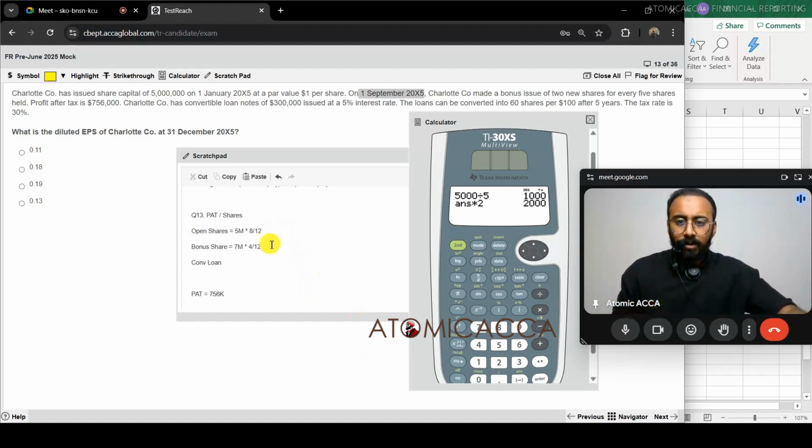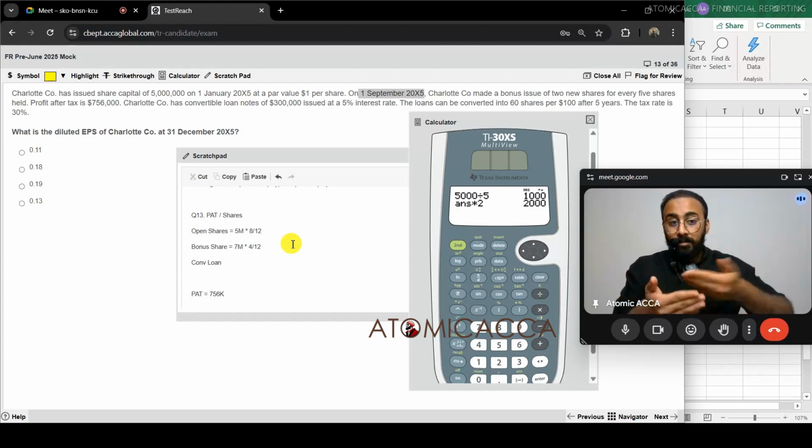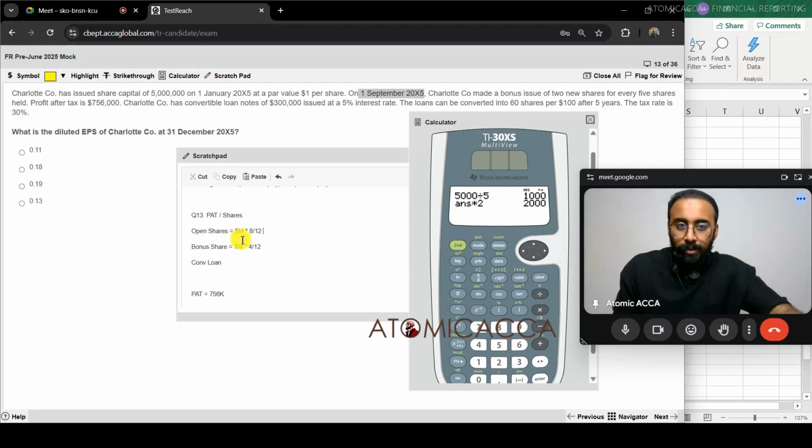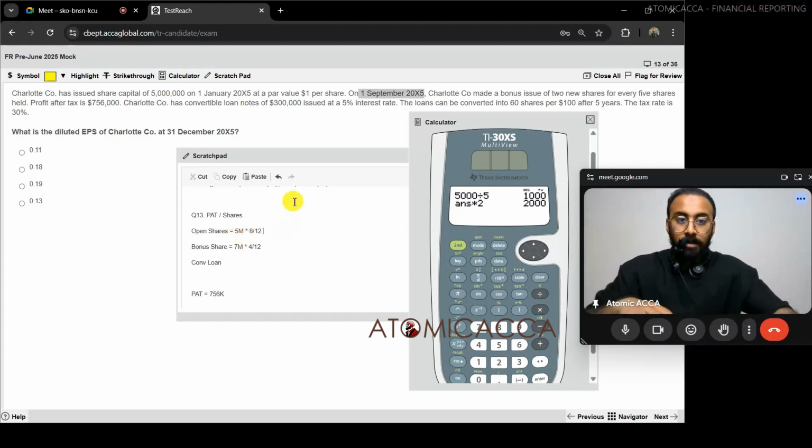Now there is something called a bonus fraction that we have to take up in the share calculation for the period before the bonus shares are issued. The people who were having 5 shares previously will now have 2 new extra shares. That means every person holding 5 shares now will have 7 shares. So 7 by 5. This is how we get the bonus fraction. In the opening part we will multiply by this.